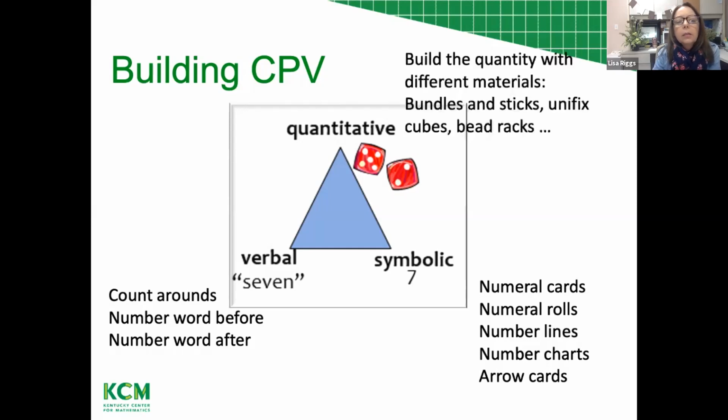But the piece that sometimes gets overlooked is the quantitative piece, and we want students to be building quantities with different materials to develop that conceptual place value. We want them using things that they can compose and decompose numbers, like bundles and sticks or unifix cubes or bead racks, anything that they can put apart, together, and take back apart. So we want to make sure that students can develop that concept of 10 things becomes one thing, and then those groups of 10 become another thing. And that unitizing.